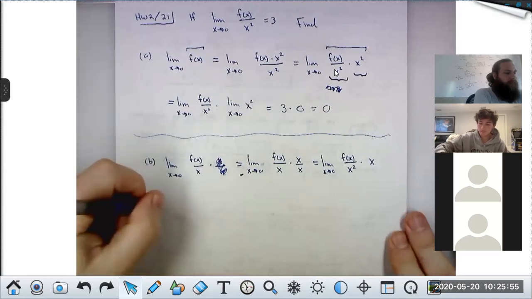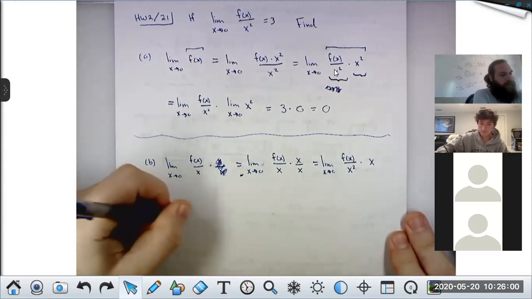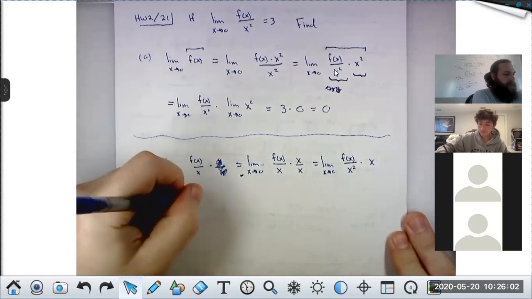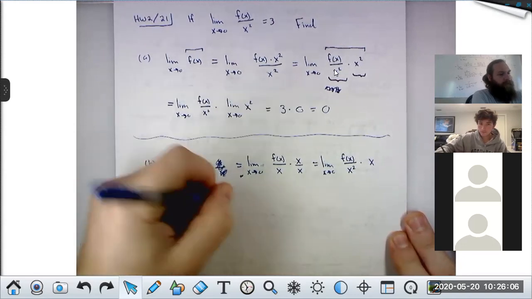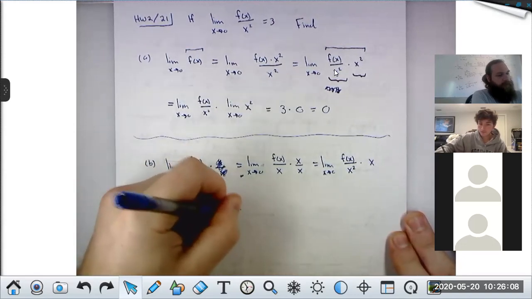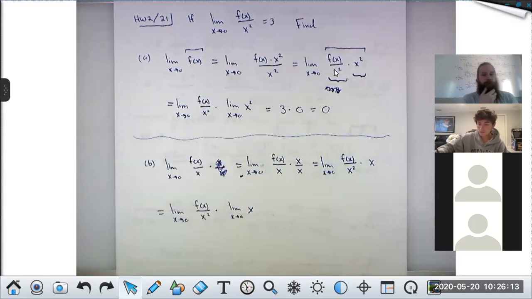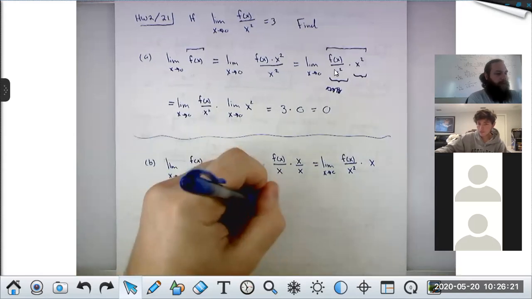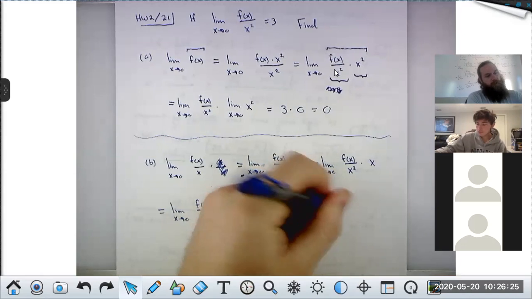And now, just like we did in the previous one, I can treat those limits separately. That's the limit as x goes to 0 of f of x over x squared times the limit as x goes to 0 of x. And this guy is 3. This guy is 0. So this is also 0.